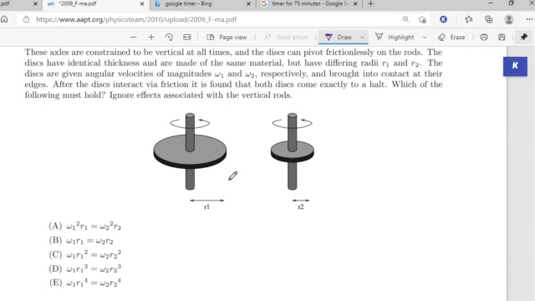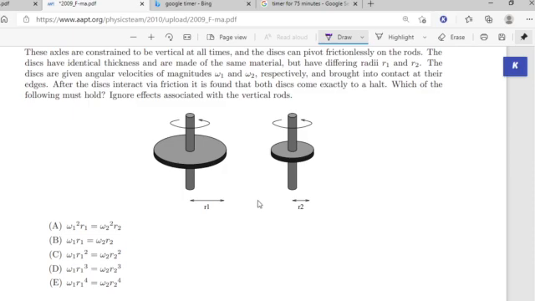Okay, these axles are constrained to be vertical at all times, so the discs can pivot frictionlessly on the rods. The discs have identical thickness and are made of the same material but have differing radii. The disks are given angular velocities of omega 1, omega 2 respectively and brought into contact at their edges. After the disks rotate via friction, it is found that both disks come exactly to a halt. Which of the following must hold? Okay, so I guess we could use conservation of angular momentum.